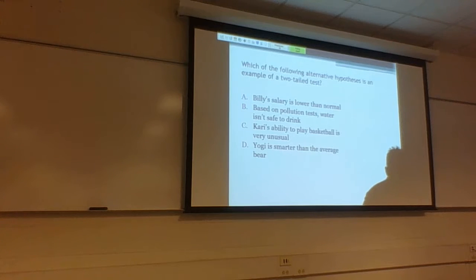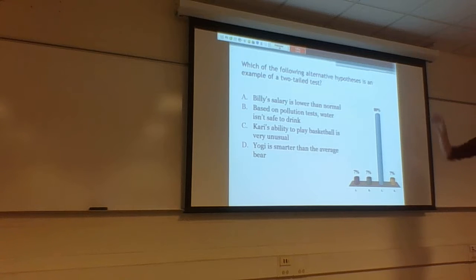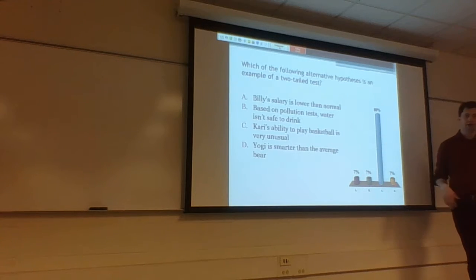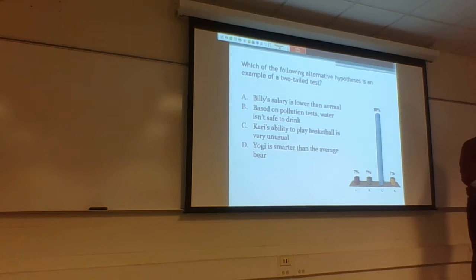Three, two, one. Okay. That's very nice. Sometimes I'm getting 80%, and I'll say that is enough that we don't have to discuss it. Why is C the best answer? Why is C the alternative hypothesis that is an example?